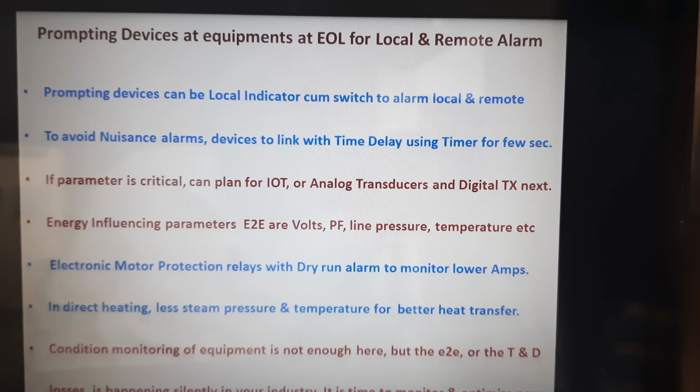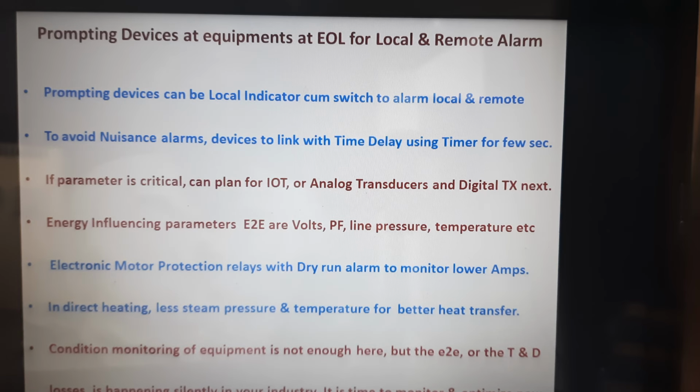RS485 or RS232 interface, you can definitely tag it to your plant computers also. All the tail end, see, end to end energy related influencing parameters also need to be monitored. That is the contention of this session. So it can be volts, it can be power factor, it can be line pressure on the compressed air, or in the blower, or in the fan, or in the pumps, and the temperature gradient end to end. That is also more important.